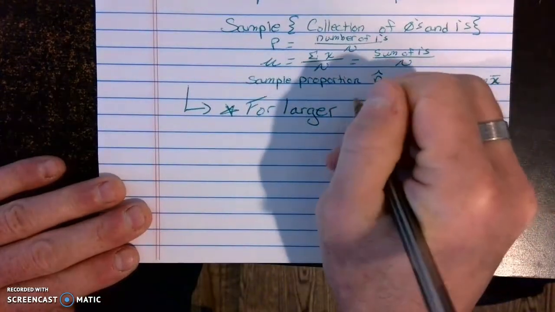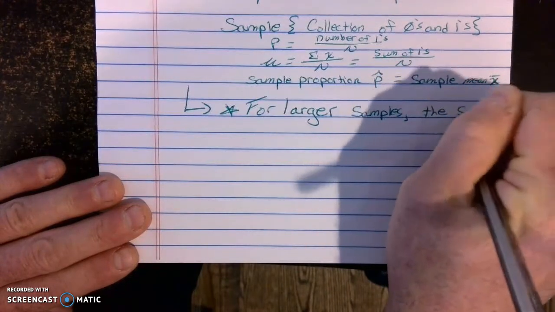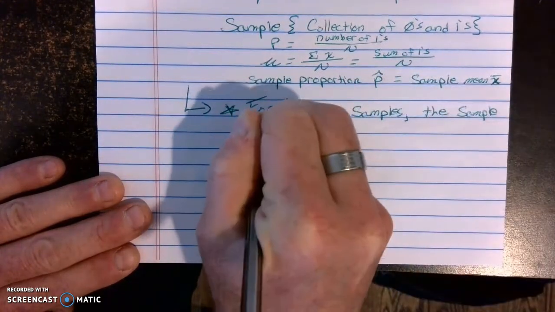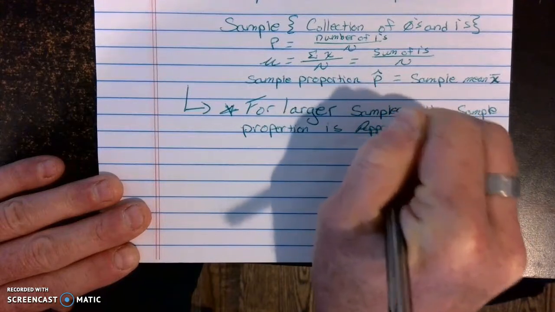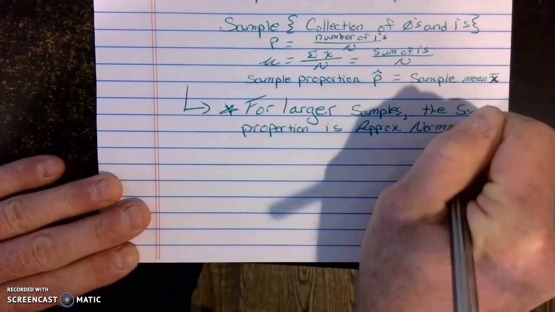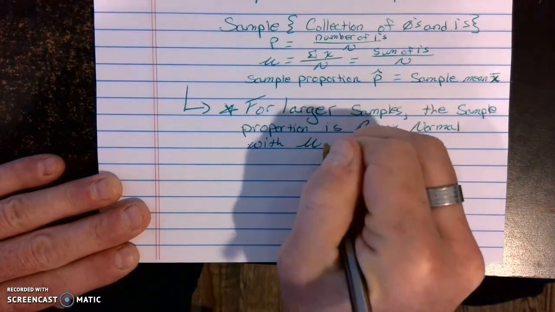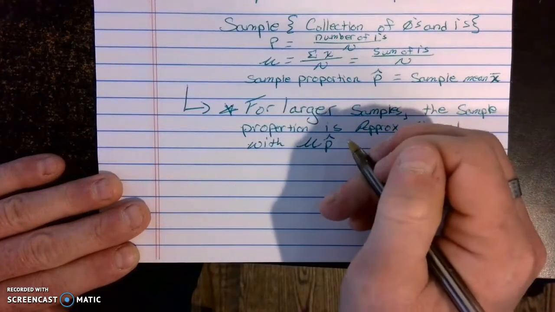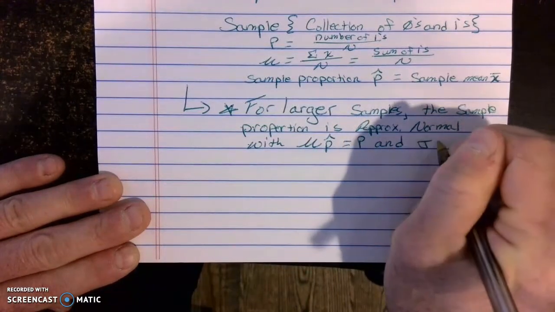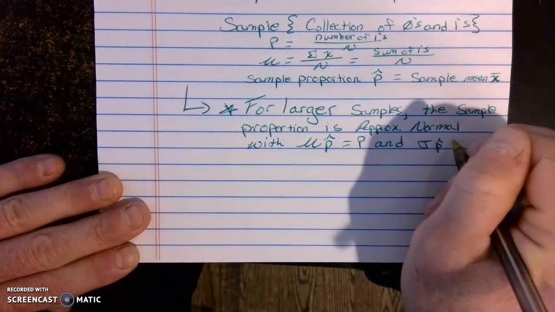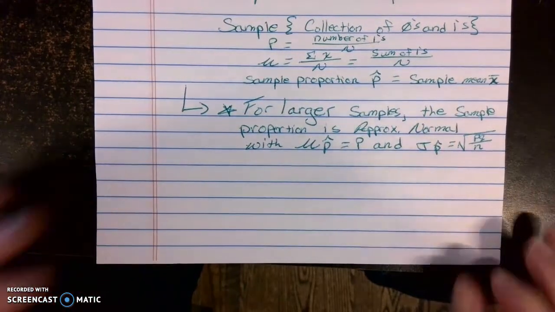So for larger samples, the sample proportion is approximately normal, with the mean of the sample proportion, or P-hat, equaling P, and the standard deviation of the sample proportion equaling the square root of PQ over N. So these are those formulas.